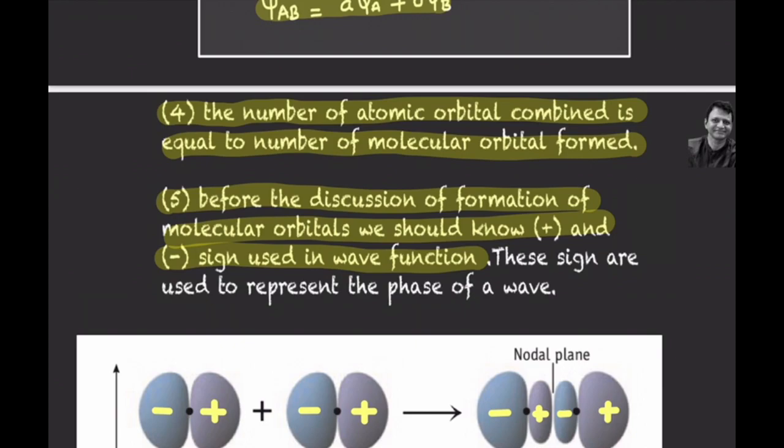So these signs are representing phase, not charge. We have to understand that if the wave is in the same phase, it has the same sign. If the wave is in opposite phase, it has the opposite sign. So these signs are used to represent the phase of a wave.